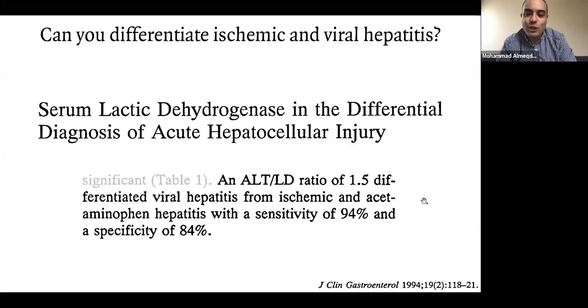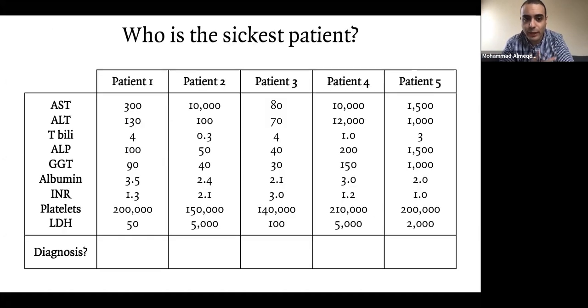So LDH. There is another ratio. We love ratios in liver. So ALT to LDH ratio. If this ratio is less than 1.5, it's likely ischemic. If it's more than 1.5, it's likely acetaminophen or viral. And sensitivity is pretty good. It's 94%, 84% specificity. So it's a pretty good thing to always look at the LDH as well when you see such high numbers. Okay.